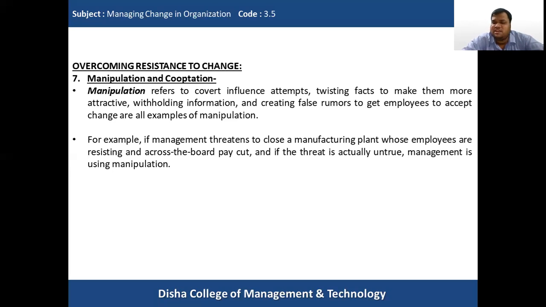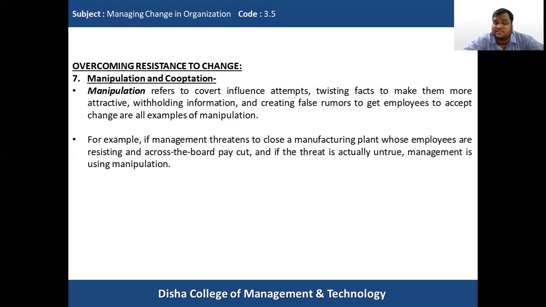So an example is given whereby management threatens to close a manufacturing unit whose employees are resisting, or to make an across-the-board pay cut. All the employees in the organization would have to undergo a pay cut, thereby creating a threat which is actually not very genuine or not very true. The management is using manipulation to overcome this resistance to change, because the employees are afraid that they will lose their jobs or there will be a reduction in their income, so they will accept the change. They will be manipulated by the organization into believing that, due to this threat, they must accept the change, thereby overcoming the resistance to change.